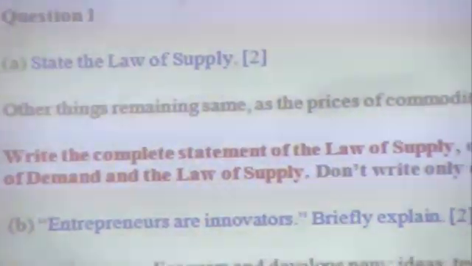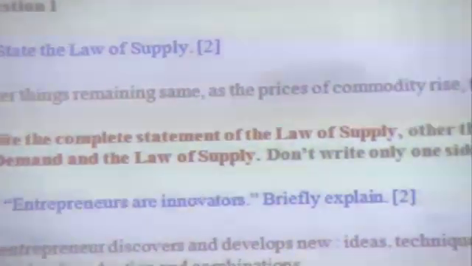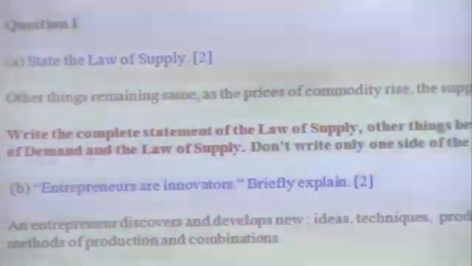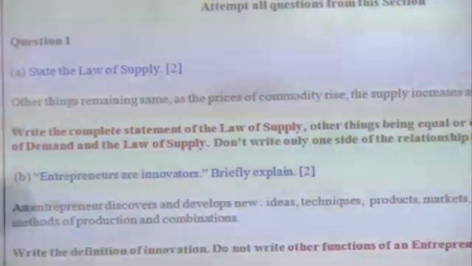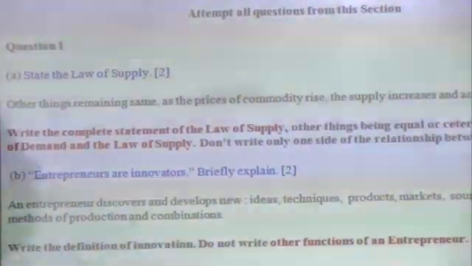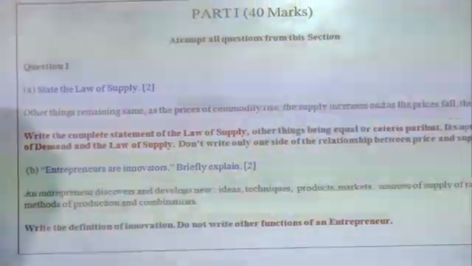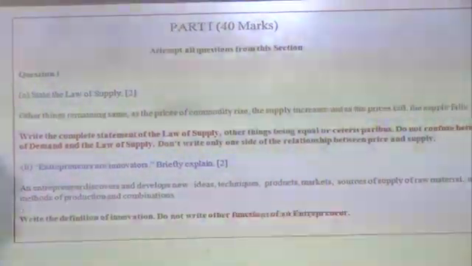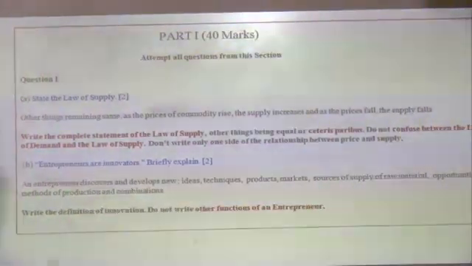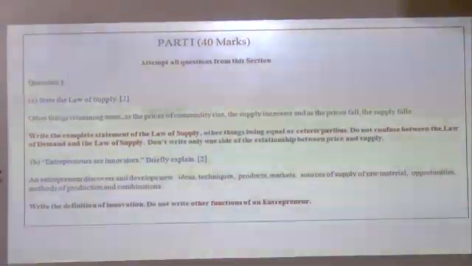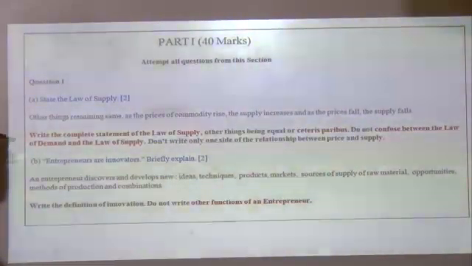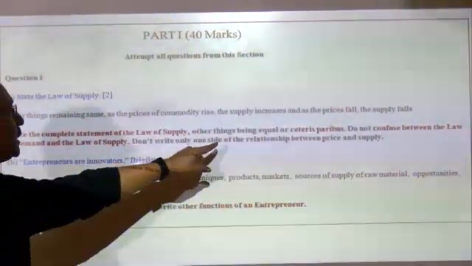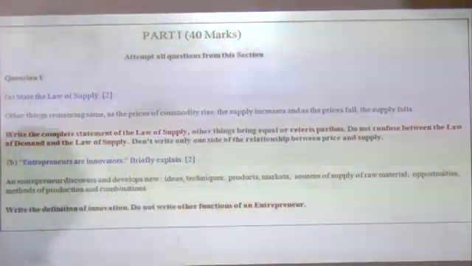In this, you need to answer that other things remaining constant, meaning all the other factors remain constant, only the price changes. Do not forget to write other things remaining same. So you explain, as the price of a commodity rises, the supply will also increase, and as the price falls, the supply falls. In this question, some of them did not complete the statement, so you need to write the complete statement of the law of supply. You should write other things being equal or ceteris paribus.